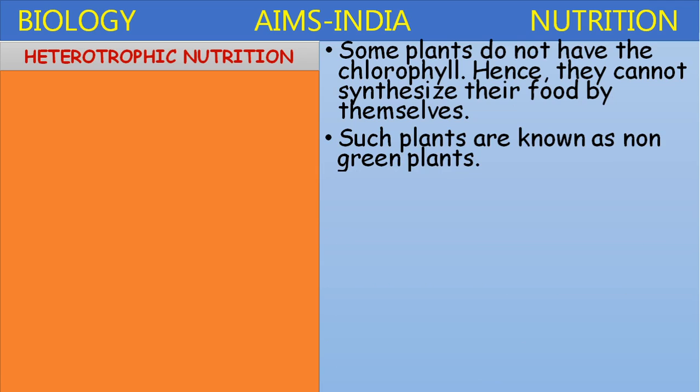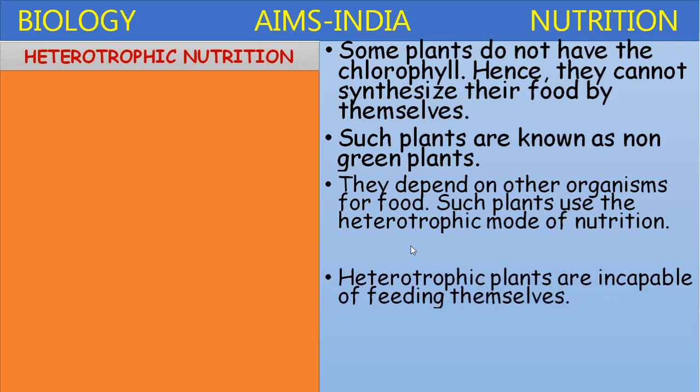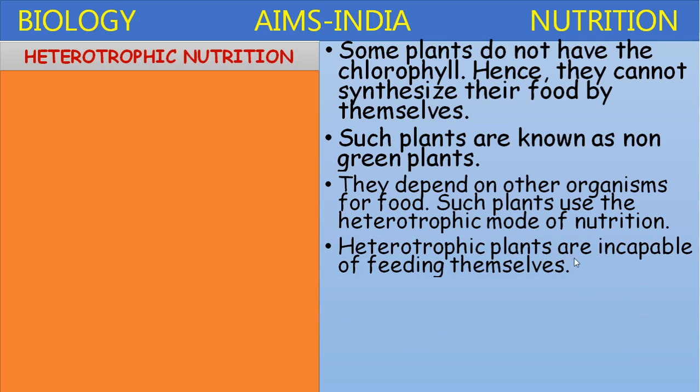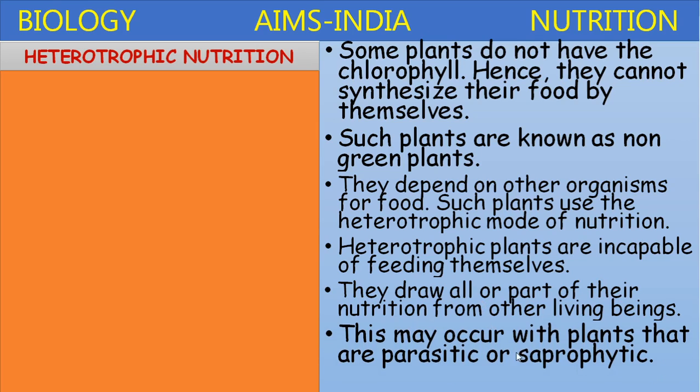Such plants are known as non-green plants. They depend on other organisms for food. Such plants use the heterotrophic mode of nutrition. Heterotrophic plants are incapable of feeding themselves. They draw all or part of their nutrition from other living beings. This may occur with plants that are parasitic or saprophytic.